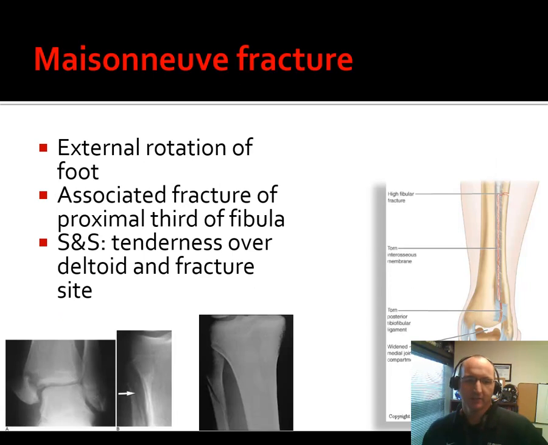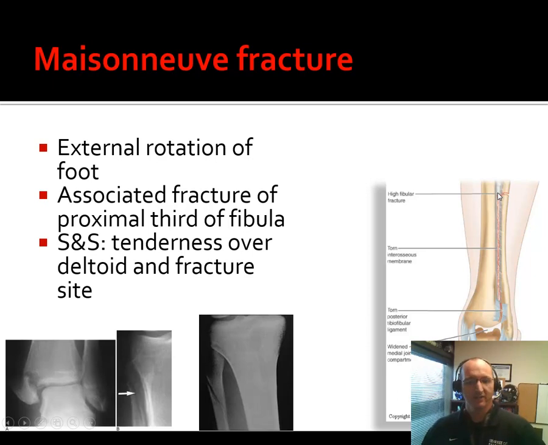Okay, the Maisonneuve fracture. This results from a rotary component, and instead of it involving the high ankle, the tibiofibular joint, we actually end up with a fracture. So what we see here is an ankle injury resulting in a high fibular injury. Lots of times they'll have tenderness over the deltoid. They'll also have tenderness over the fracture site. If it tears the interosseous membrane, they may be tender all the way up the lower leg.